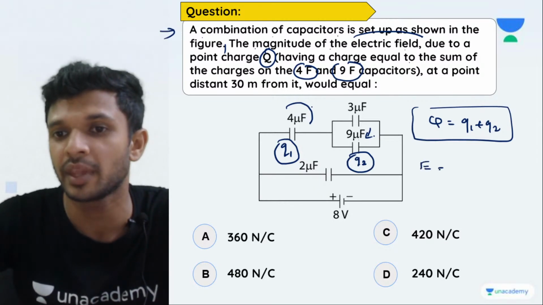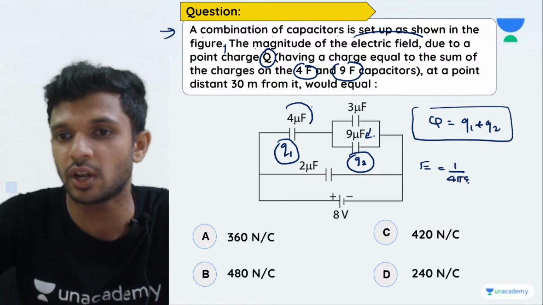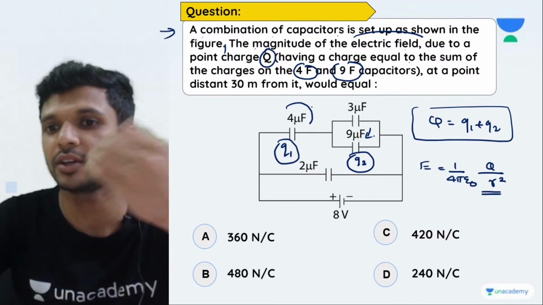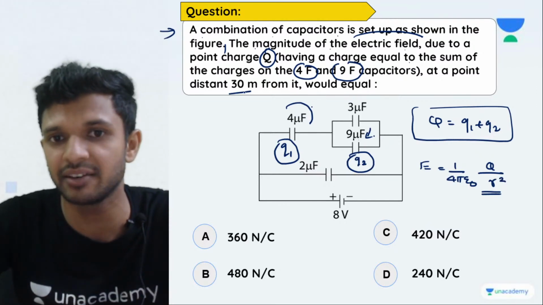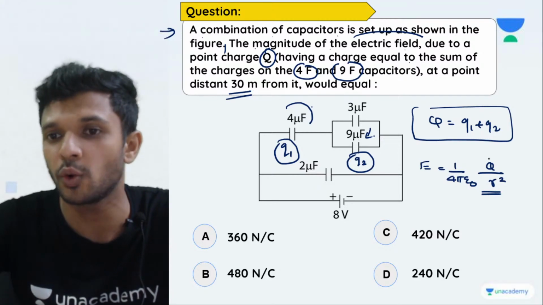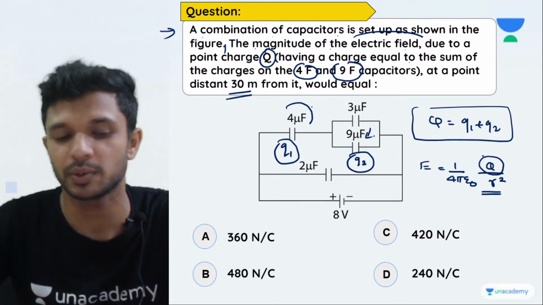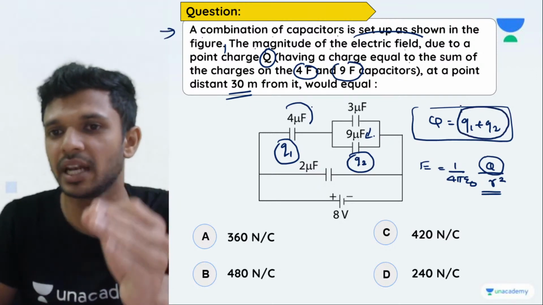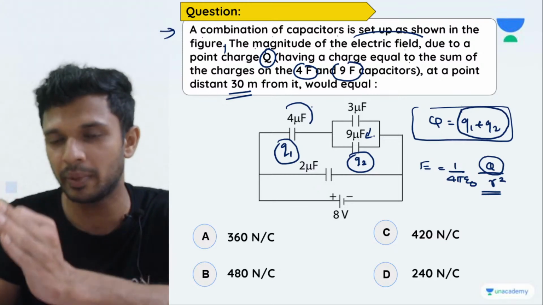And the question is the electric field produced by capital Q. What is the formula? 1 by 4 pi epsilon 0, the charge Q divided by square of the distance, right? 1 by 4 pi epsilon 0 value we know. The distance is given, R is equal to 30. The only unknown is capital Q. But we know that capital Q ka value Q1 plus Q2 hai. Isn't it? Yes sir, bilkul. Capital Q is equal to Q1 plus Q2.